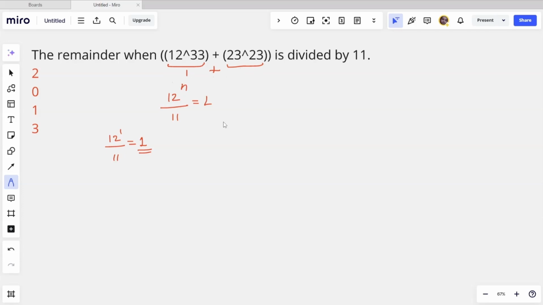Now 23 raised to the power 23. Let's find the remainder cycle of 23. 23 raised to the power 1 divided by 11, and we are getting 1 as the remainder at the start. As we know, when the remainder is 1, the remainder cyclicity ends. So 23 raised to the power n, it doesn't matter what the power is, divided by 11, the answer will always be 1. So 1 plus 1 equals 2, and this will be our answer. It means the first option is the correct option.